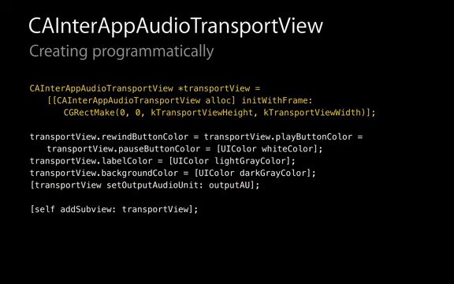And creating the transport view programmatically, as this example shows, we create the view, specify the initial size and location of that view, configure its visual appearances, associate an output audio unit with the view, and then finally we add that transport view as a subview of our main content.